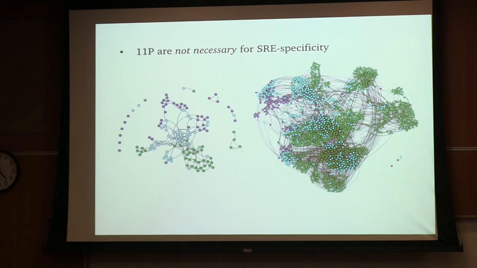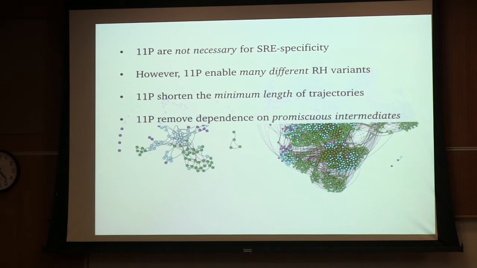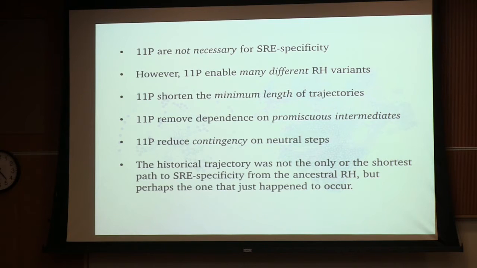The permissive mutations are not necessary for SRE specificity to have evolved, but they enable many more ways of evolving SRE specificity. They increase the evolvability by shortening the minimum length of trajectories from ancestral to derived. They remove the dependence on promiscuous intermediates. They reduce the contingency of evolution on neutral steps. So we can conclude that the historical trajectory was not the only or the shortest path to SRE specificity from the ancestral RH, but it is perhaps the one that just happened to occur by chance.